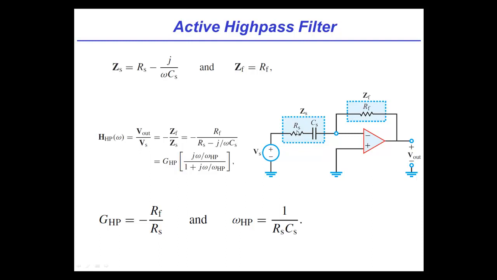Okay. So I still have the same equation for calculating the gain, so it's minus ZF over ZS, but now my ZS goes down with frequency, so that should cause my gain to go up with frequency. That's right. That's why it's a high pass filter.